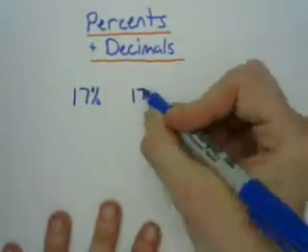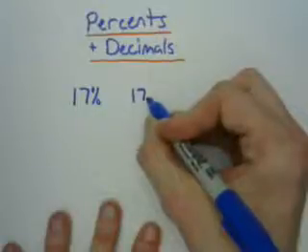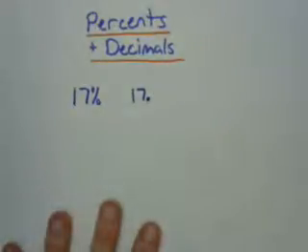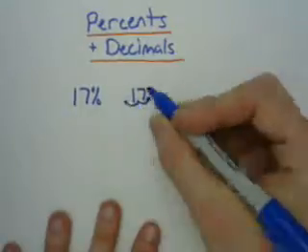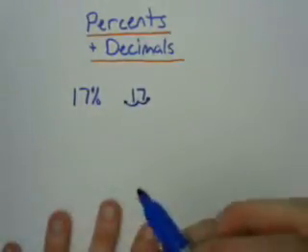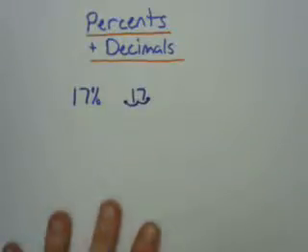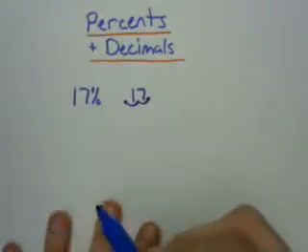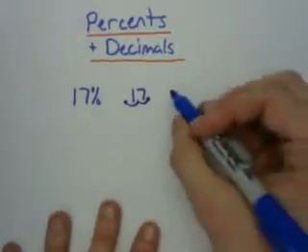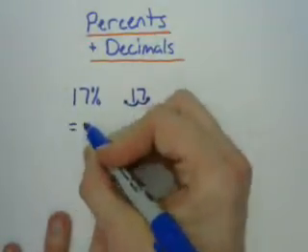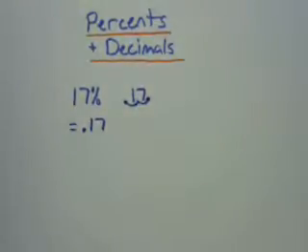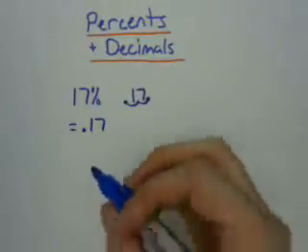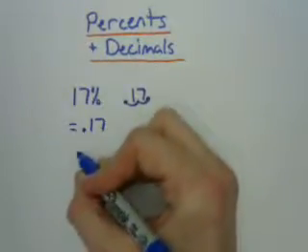If I take 17, the decimal is located after the ones place, after the 7. If I divide by 100, I'm technically moving the decimal place 2 place values to the left. 1, 2. Its new home is right there. So the steps to change a percent to a decimal are: remove the percent sign and then move the decimal 2 places to the left, creating, this is equal to 0.17.